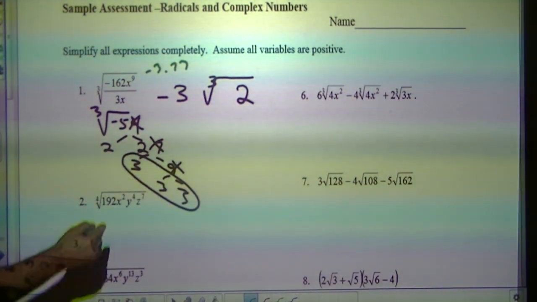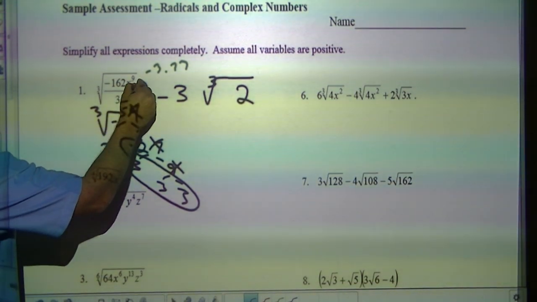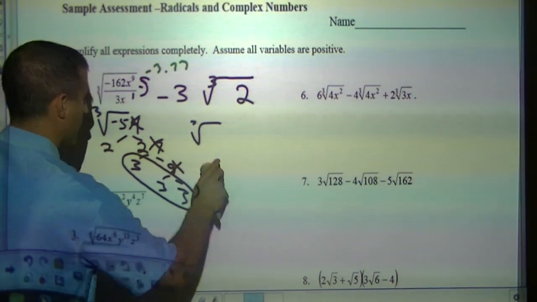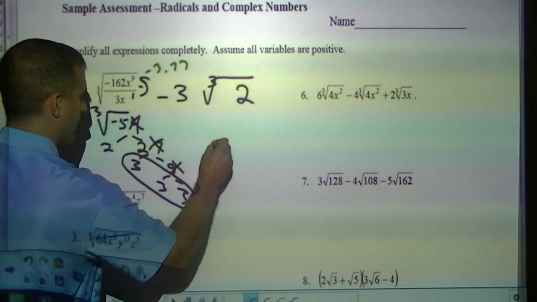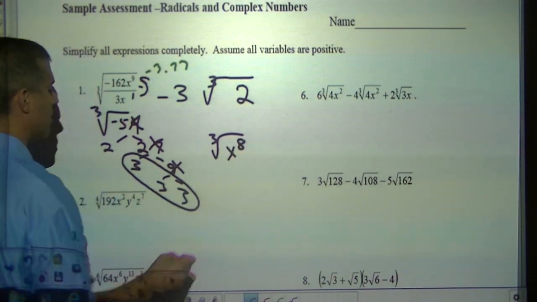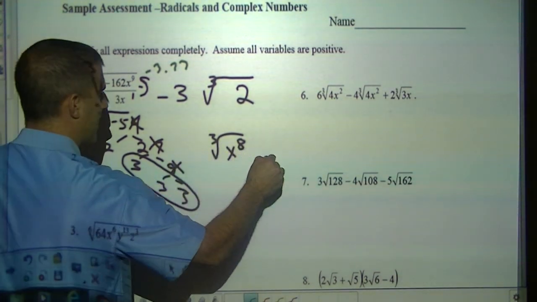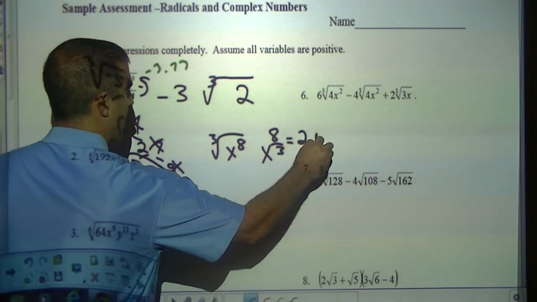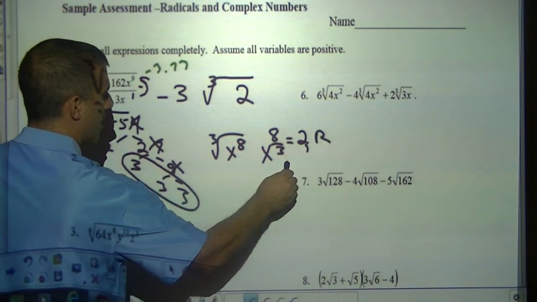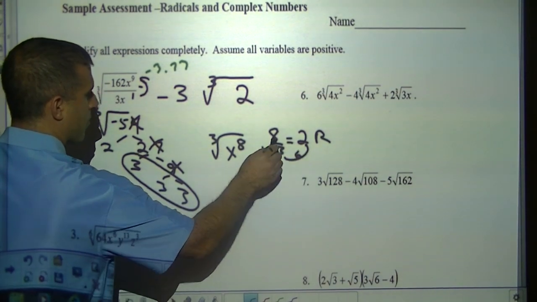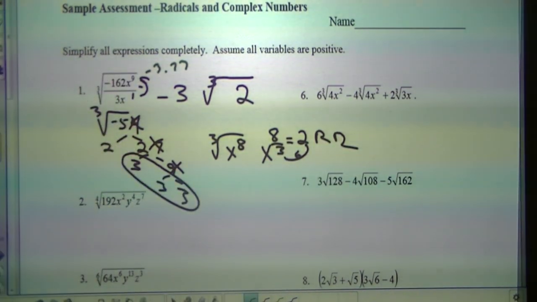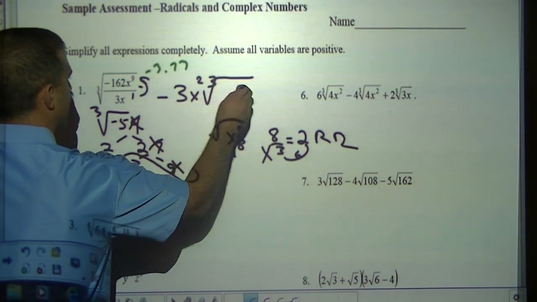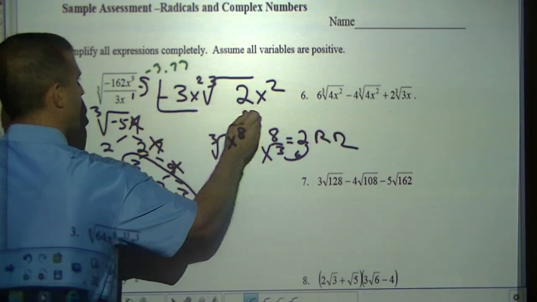To handle the variables, I'm going to subtract the exponents. So that's going to be the cube root of x to the 8th. What you can do there is divide 8 by 3, and that would be 2 with a remainder. Here's how you figure out the remainder: 3 times 2 is 6, how many more to get to 8? That's 2. So basically that's going to be x squared on the outside, x squared on the inside. So here's my final answer.